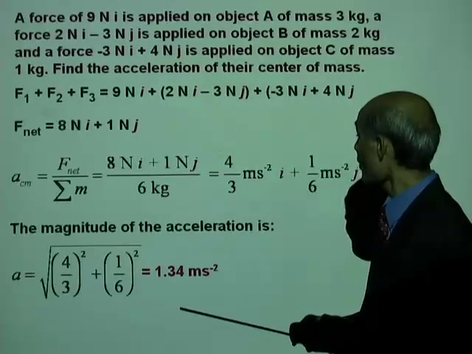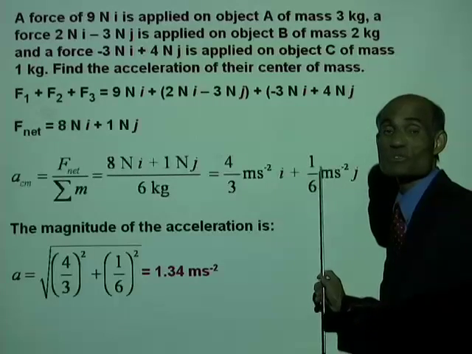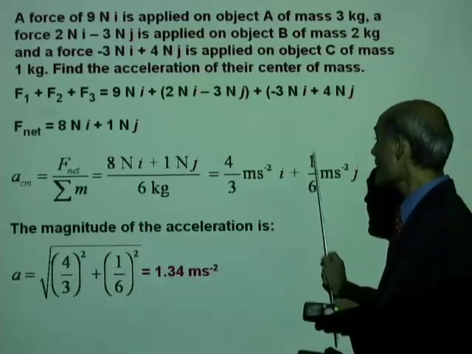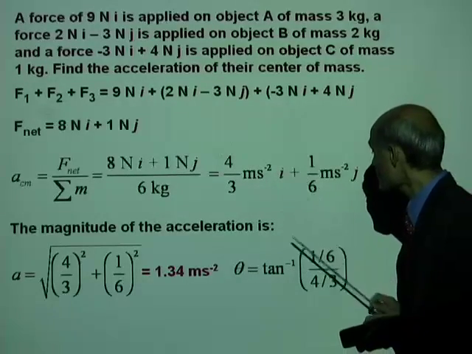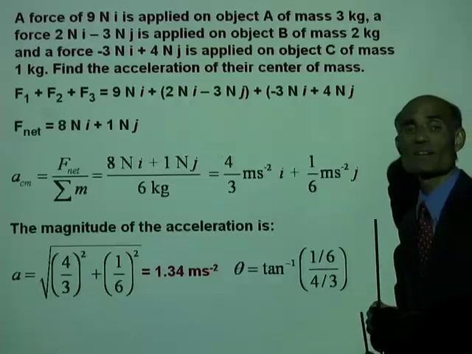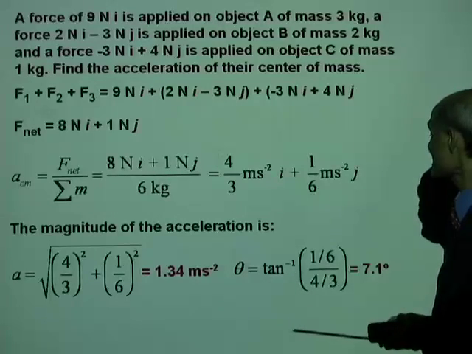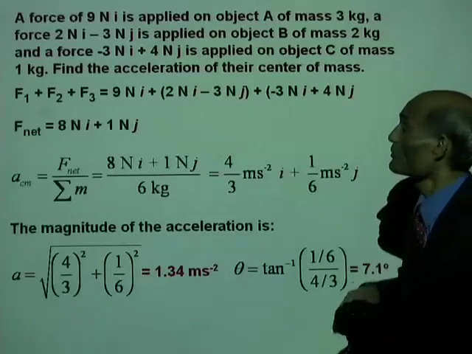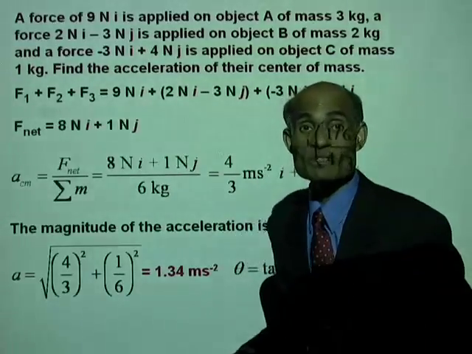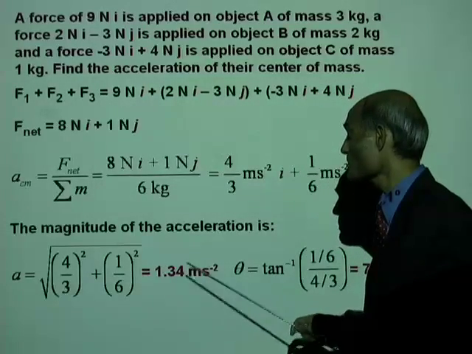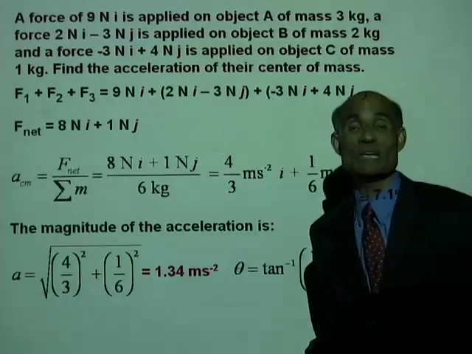Well, what is the angle of that acceleration? Angle theta is given by theta equal to tan inverse of y over x. Theta is tan inverse of 1/6 divided by 4/3. Now try this on your own on your calculator. And that will be 7.1 degrees. So under the action of these forces, the acceleration of the center of mass will be 1.34 meter per second squared at an angle 7.1 degrees.